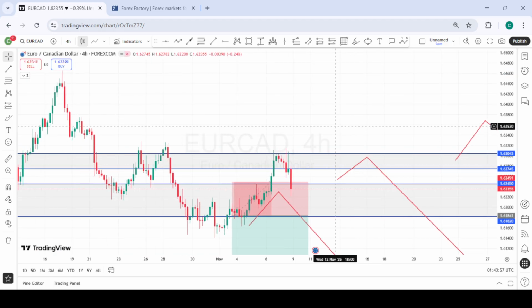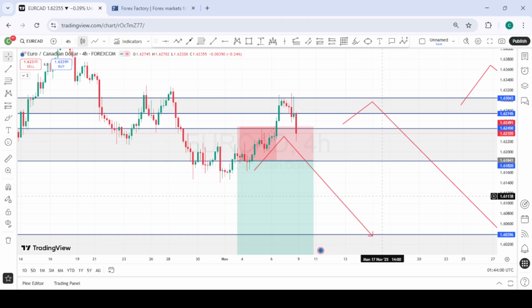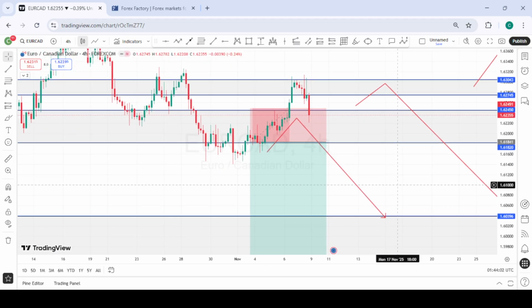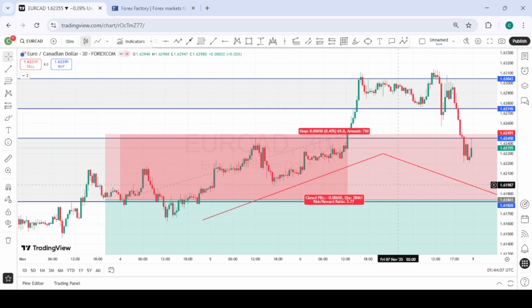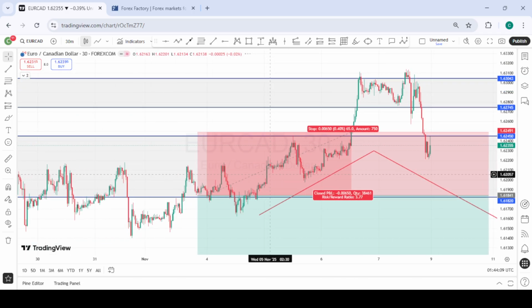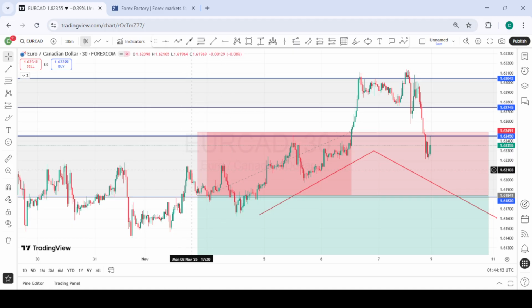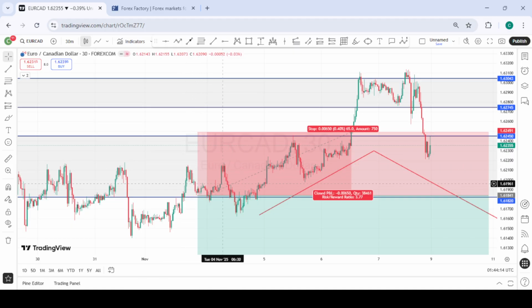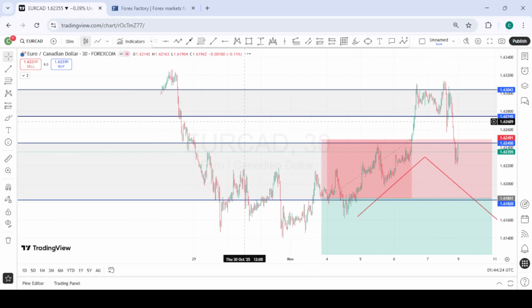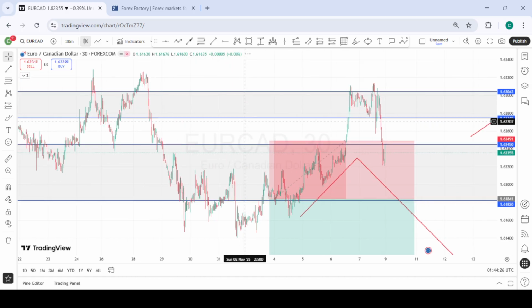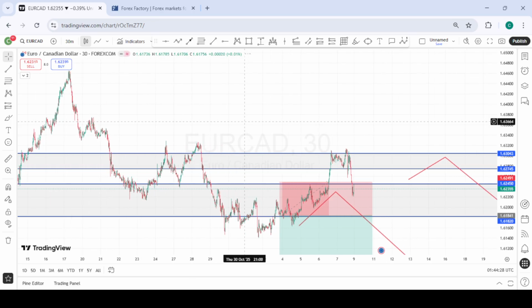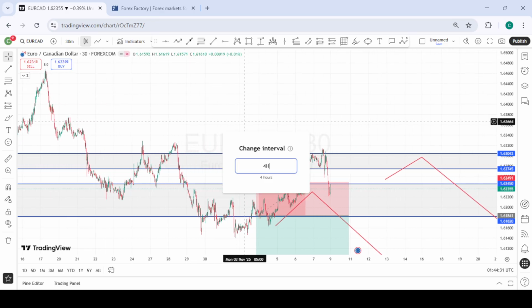We also have here EURCAD, and with EURCAD too, we were expecting a selling opportunity, and we actually hit our SL. When price pulled back into the area of interest, it gave us this double top, which we took as our confirmation for the sell, and we were expecting price to sell from the neckline, but price actually did its own thing and took us out of the trade. So we took a loss also on EURCAD for last week.